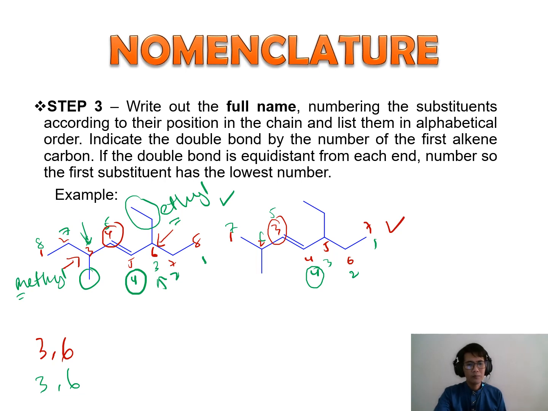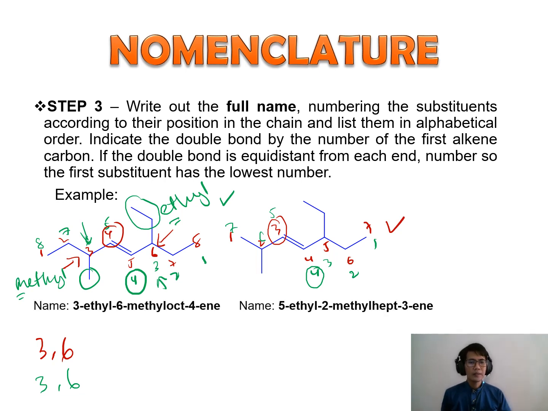Alright, so let's see the name for these two. Alright, so the first one is 3-ethyl. Okay, betul. Kita tengok tadi yang hijau ni, numbering hijau. At the carbon number 3, we have ethyl. 6-methyl. At the carbon number 6, this is carbon number 6, we have methyl. Oct-4-ene. 4 is the locant, okay, which is the position of the double bond. Okay. As for this one, okay, kita consider for the red numbering. Okay, 5-ethyl. And 2-methyl. Okay, hept-3-ene. The locant is 3. Alright.